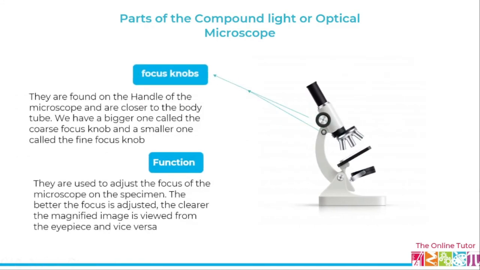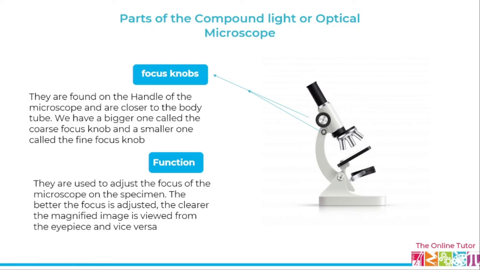So we want to talk about the focus knobs. Now, they are found on the handle of the microscopes and are closer to the body tube. We have a bigger one called the coarse focus knob, which is what we can see or observe over here. And then we have a smaller one called the fine focus knob, this smaller version we have over here. Now, what is the function of the focus knobs? They are used to adjust the focus of the microscope on the specimen.